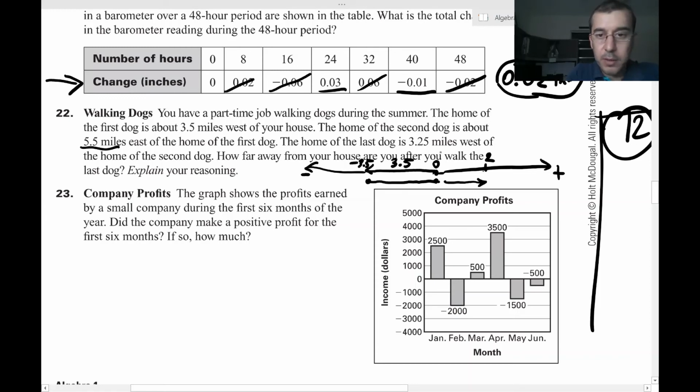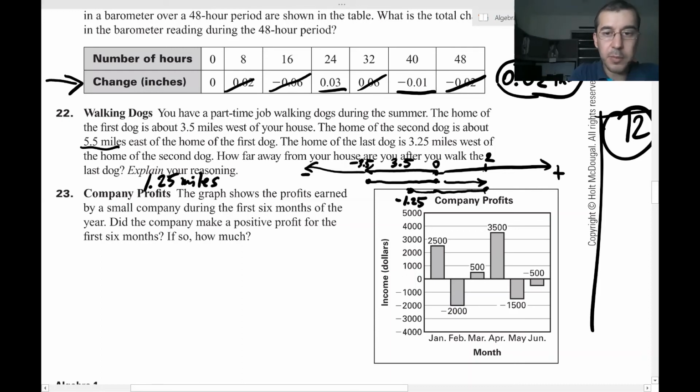The home of the last dog is 3.25 miles west of the home of the second dog. Okay, so here now the home of the last dog is 3.25 miles west. So now you're going west. This is 2, and then you need another 1.25. So this is negative 1.25. This is where you end up. How far away from your house are you after you walk the last dog? It's 1.25 miles.